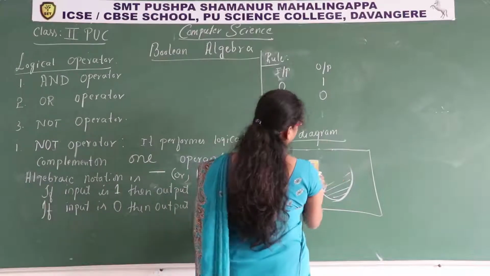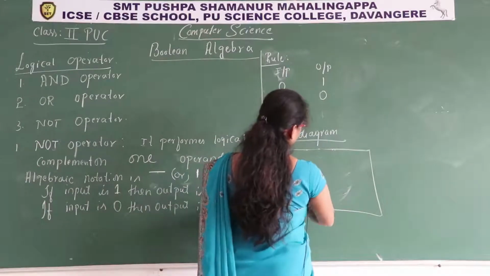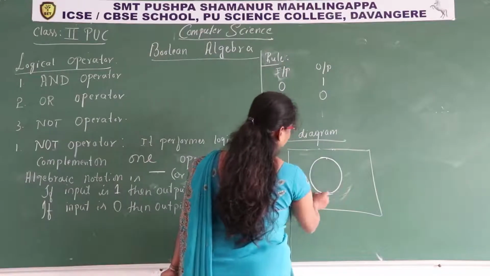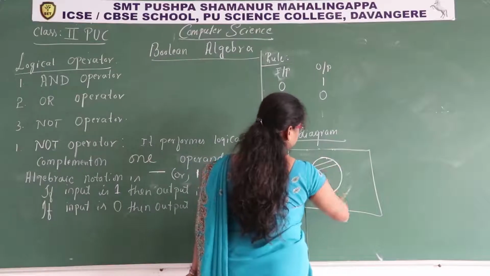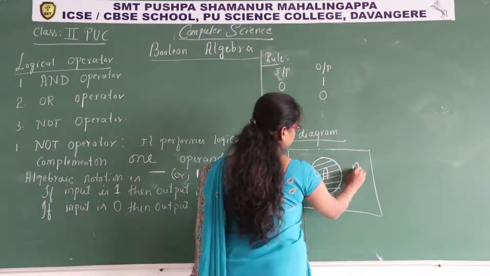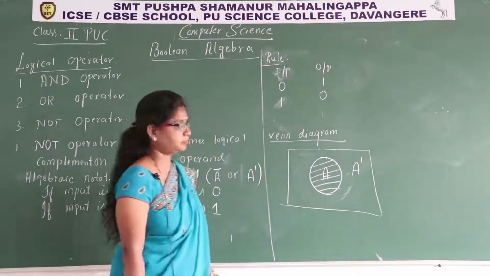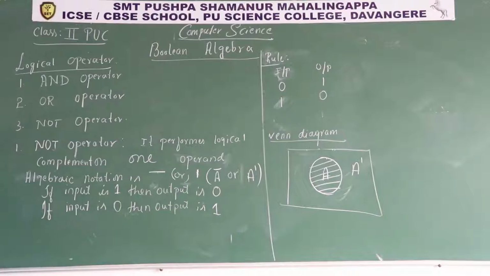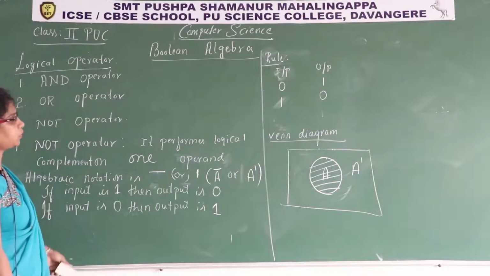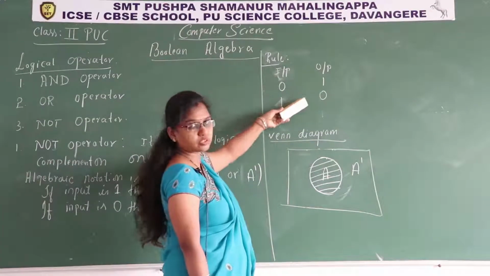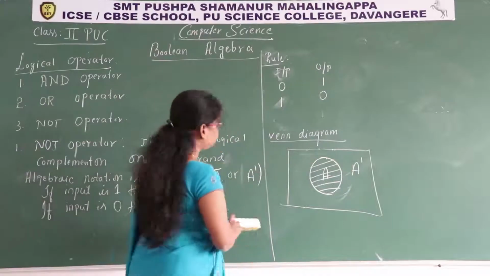And the Venn diagram: it takes only one argument, or one operand. I'll take this shaded part as high, so I consider it is A, and this is A dash or A bar. So when they ask you to explain logical operators in detail, you need to write the working rule, algebraic notation, the truth table, and the Venn diagram.